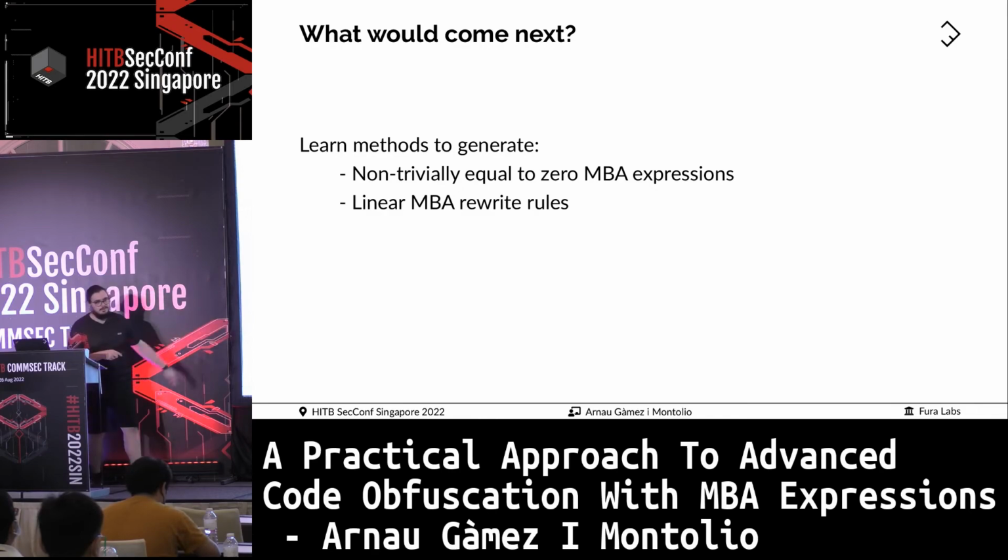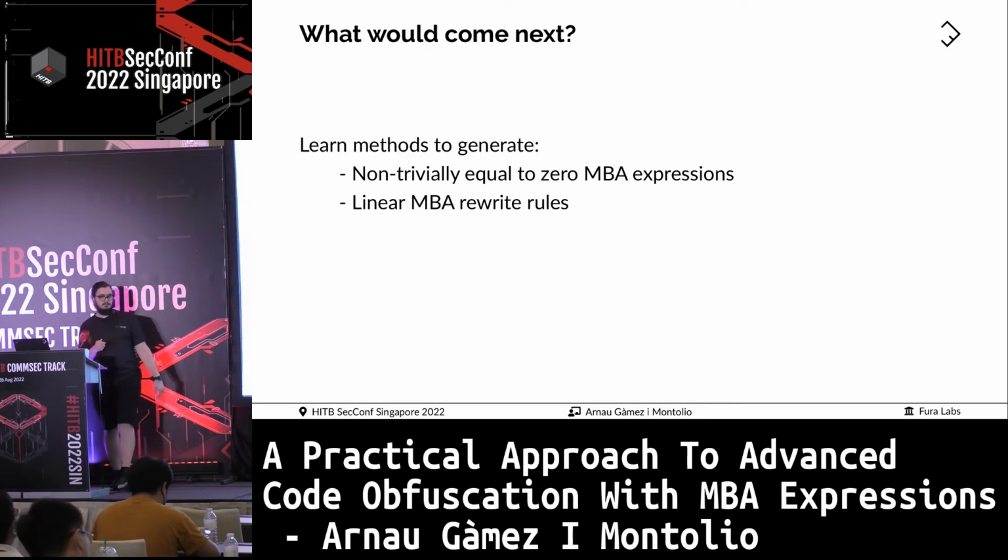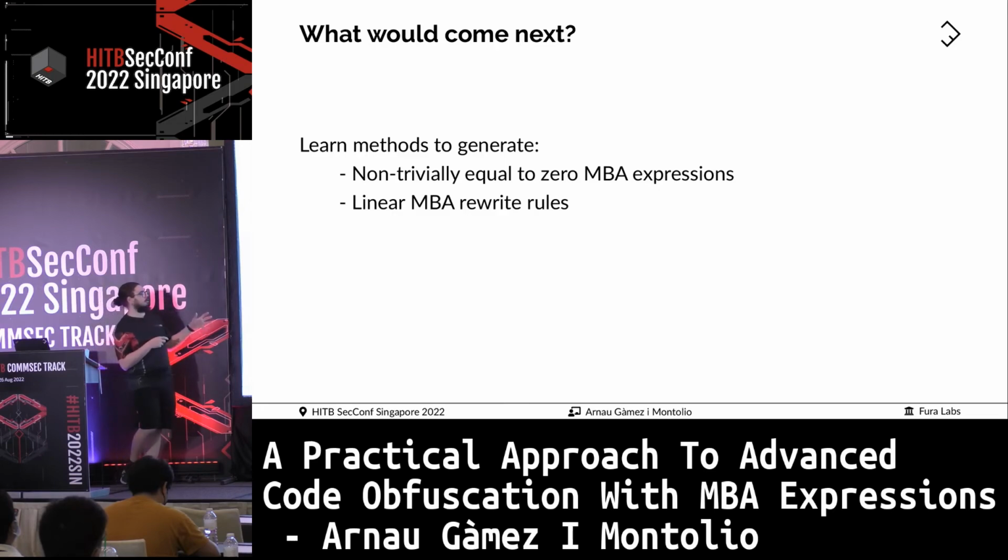But just to give you some ideas, we have a method to generate non-trivial equal to 0 expressions. We construct some matrices, do some computations, solve some system of equations, and we generate these non-trivial equal to 0 MBA expressions. And then from that, we have linear MBA rewrite rules for free, because the only thing that we do now is, okay, we have a non-trivial equal to 0 MBA expression, let's just move things around the equality to generate rewrite rules.